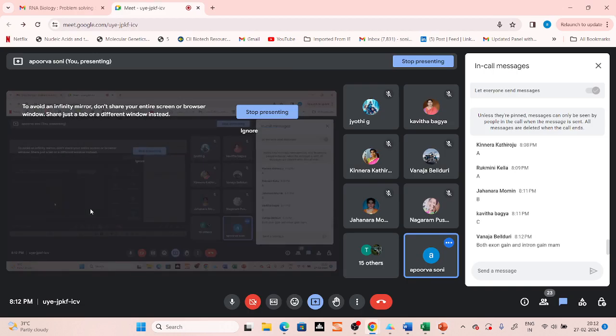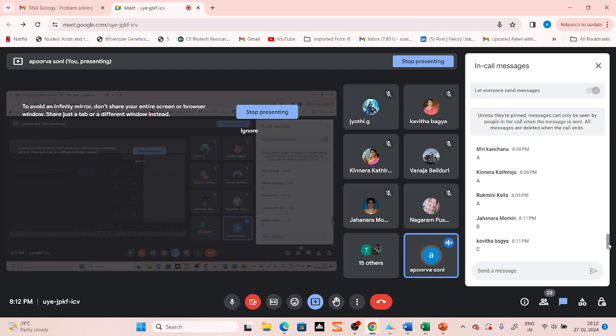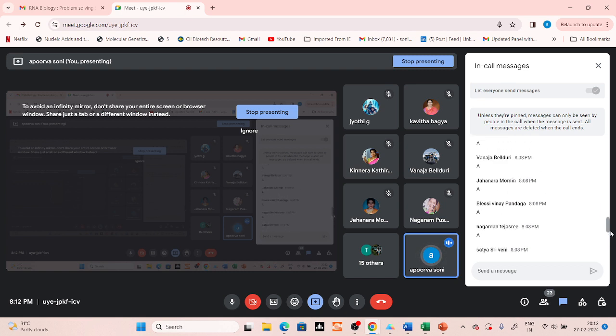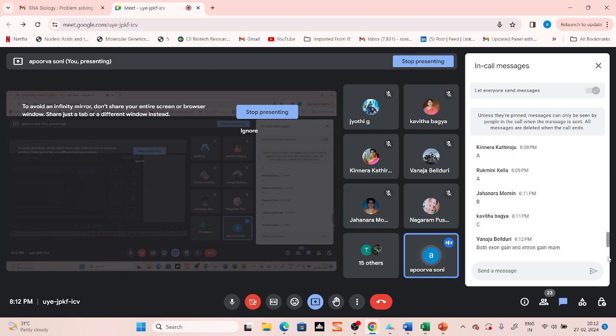Okay. Both exon gain and intron gain. Tejasri has said B. Kavita has said C. Janara B. Rukmani A. Kinnara A. Kanchana A. Satyashri A. Tejasri A. Blessy A. Janara A. Okay. These are the last question.